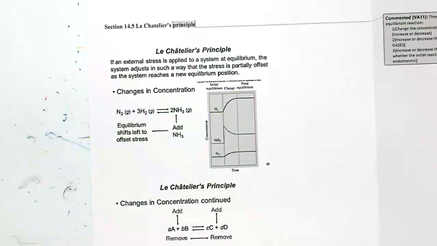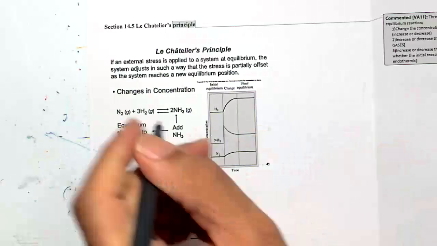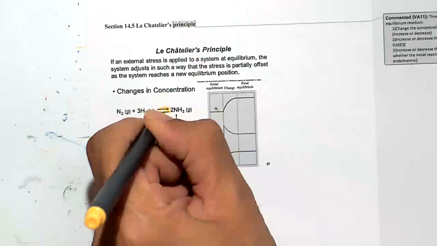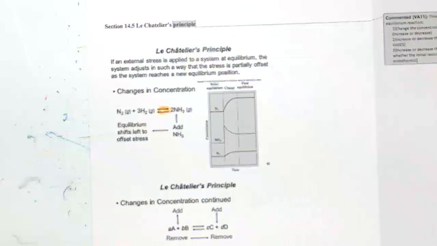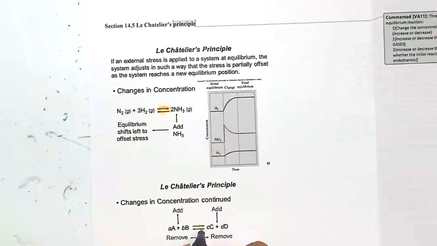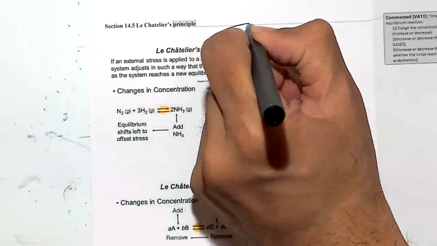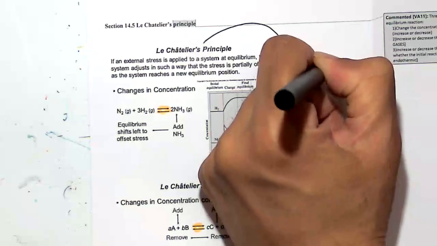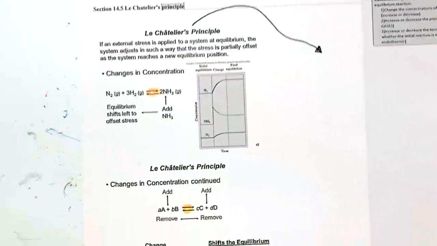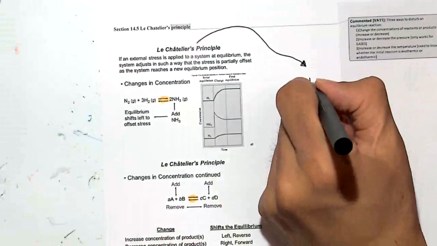All right, so Le Chatelier's principle. This was our lab that we did on Monday and Tuesday. Le Chatelier's principle has to do with an equilibrium. Here's another equilibrium. But in Le Chatelier's principle, we disturb the equilibrium. How can you disturb an equilibrium? There are 3 ways to disturb an equilibrium.